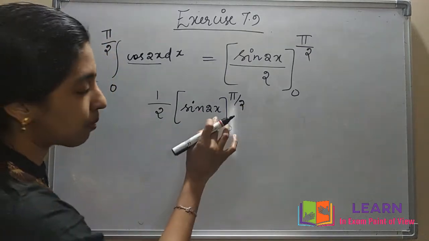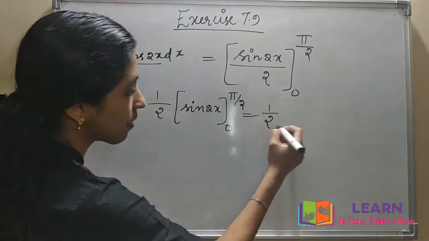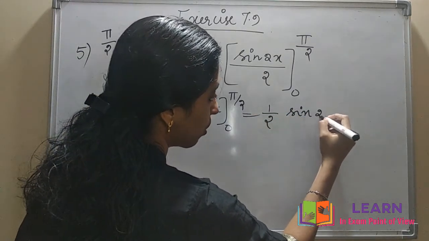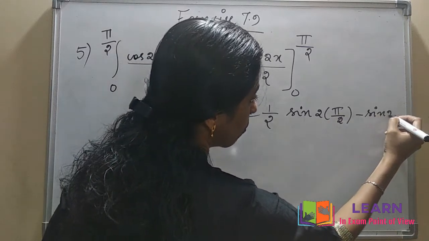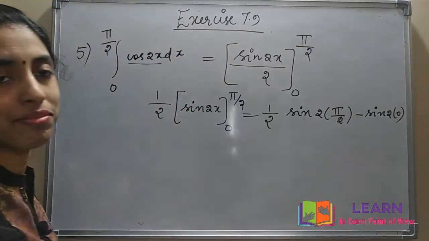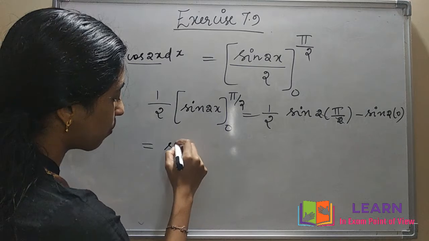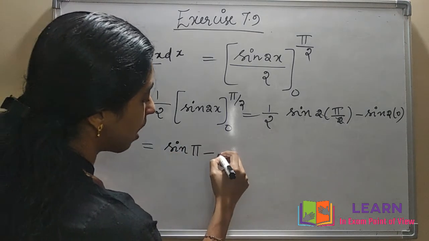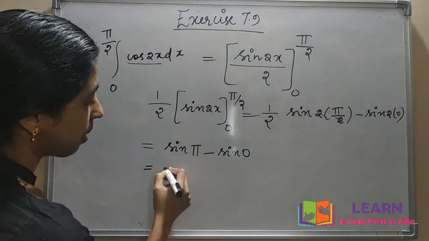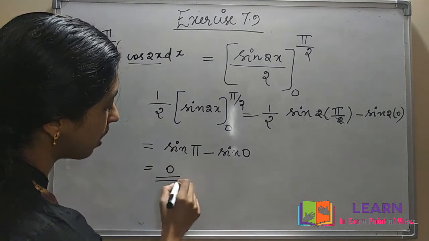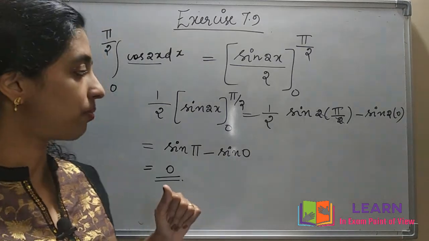First upper limit applying to x, then minus lower limit. So half sine 2 into upper limit, which is pi by 2, minus sine 2 into lower limit, that is 0. This 2 will get cancelled. So it will be sine pi minus sine 0. Sine pi is 0, minus 0, the answer will be 0. That is the fifth question.